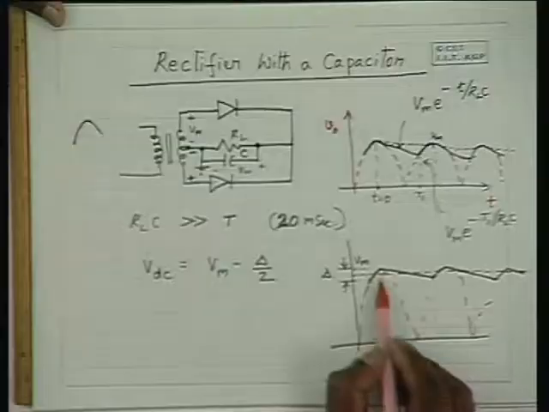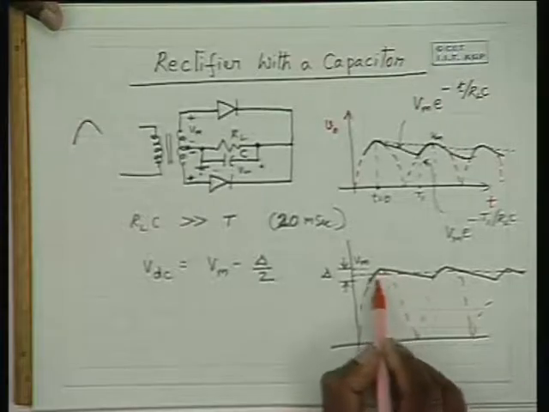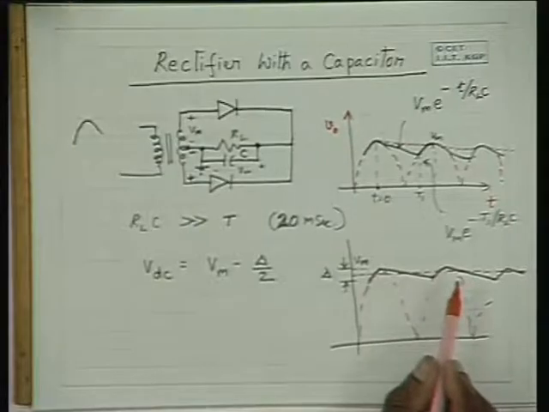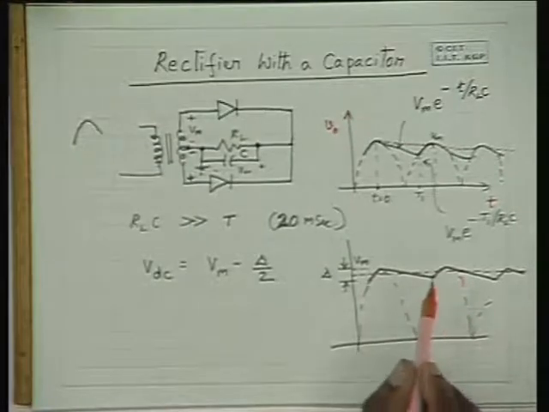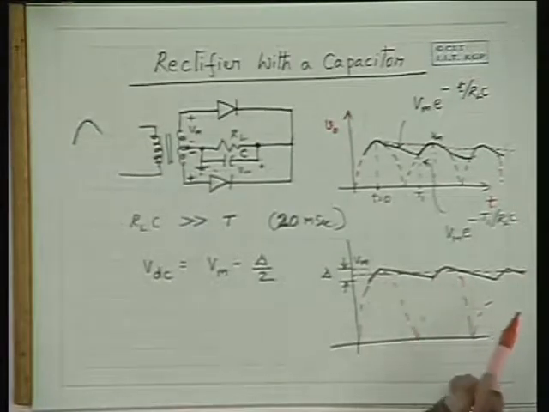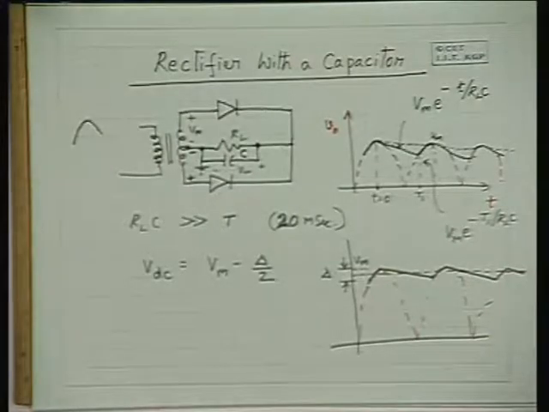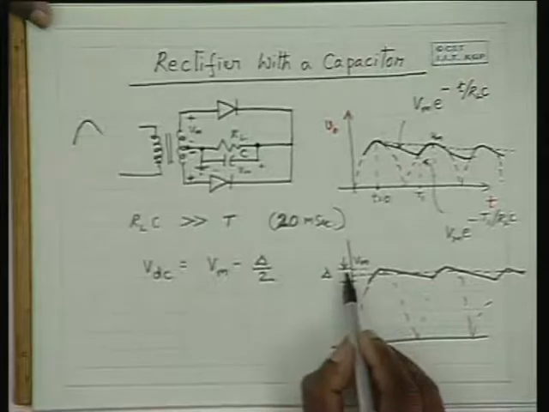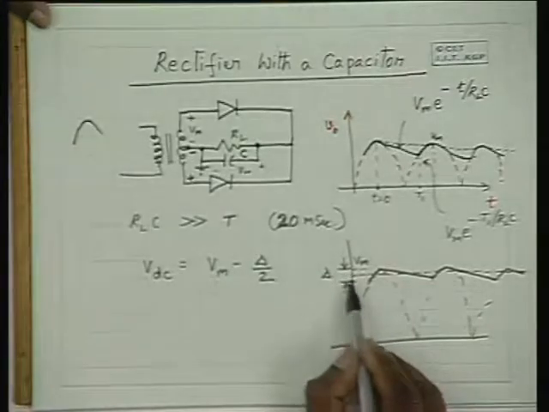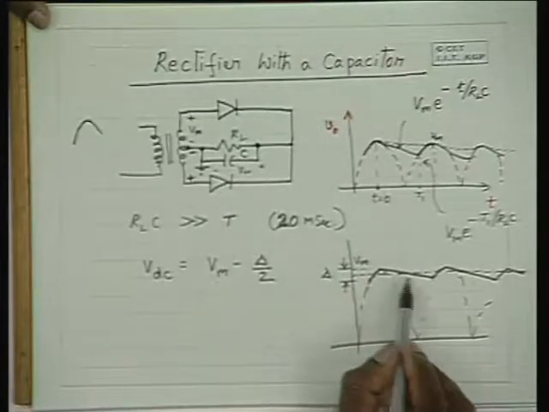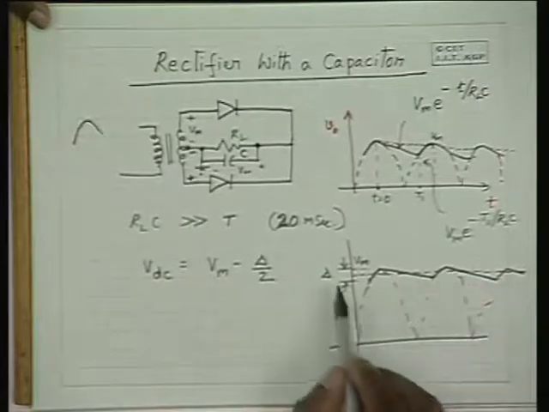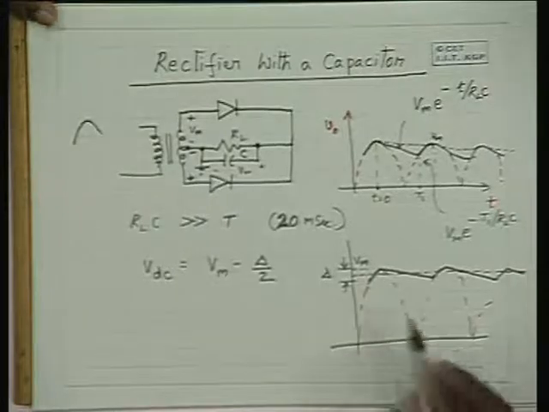Similarly, the RMS value of the ripple can be determined as the root mean square value of this triangular waveform. Now let us find out the delta. I repeat, delta is the peak to peak value of the charging and discharging waveform, or the voltage across the load. So let us now determine delta.